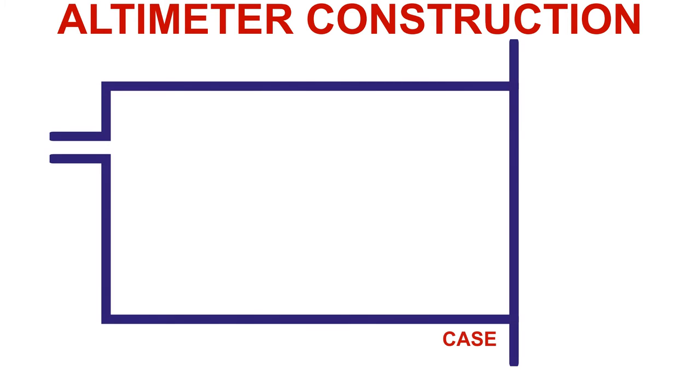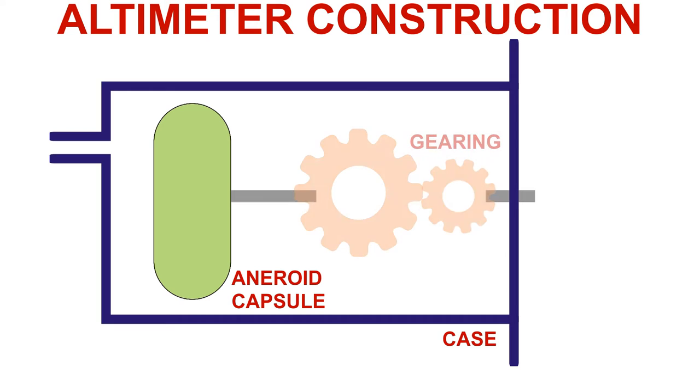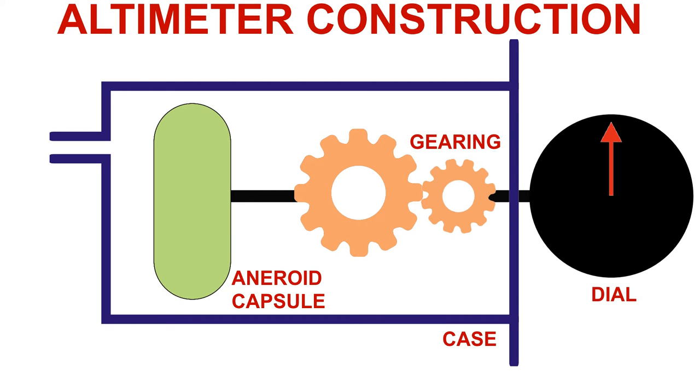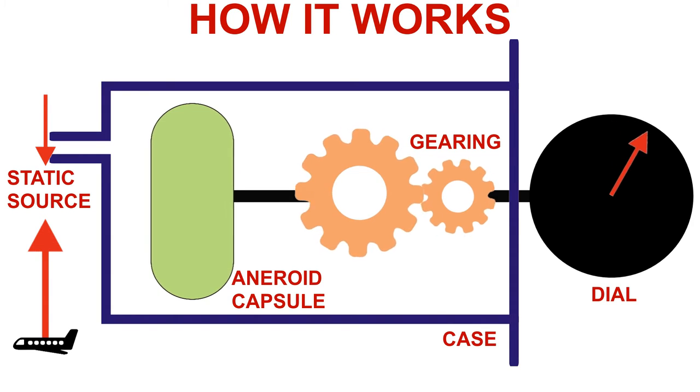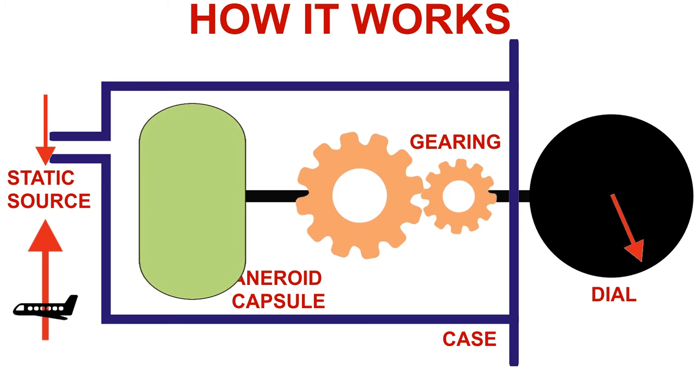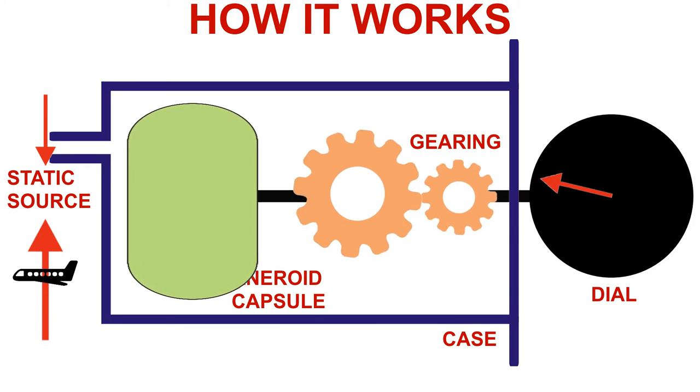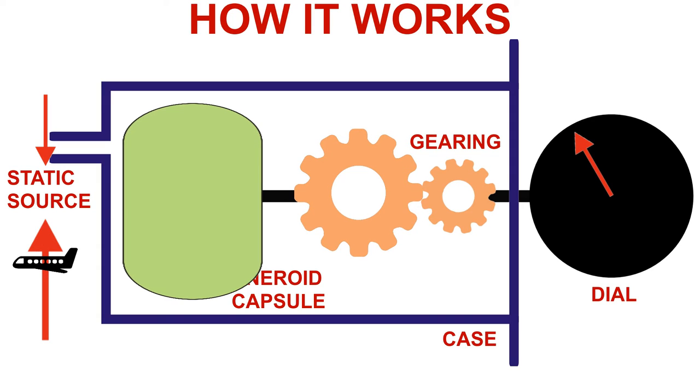The basic construction of the altimeter consists of a case, an aneroid capsule, and a system of gearing which is connected to the dials. The casing is connected to the static source via a system of pipes, so that the static pressure is present inside the case. As the aircraft climbs, the static pressure reduces. Therefore, the pressure inside the casing reduces at the same rate. This causes the aneroid capsule to expand. The expansion moves the gearing system, which then moves the pointer. The altimeter then shows the new altitude.